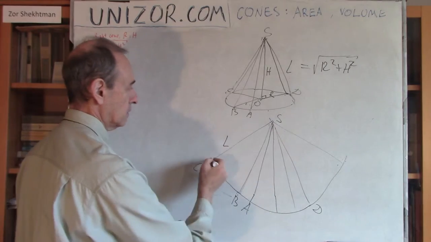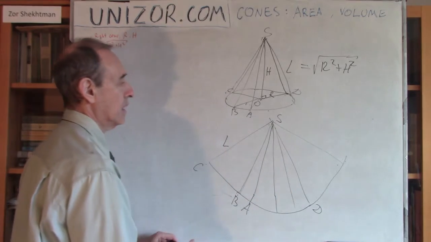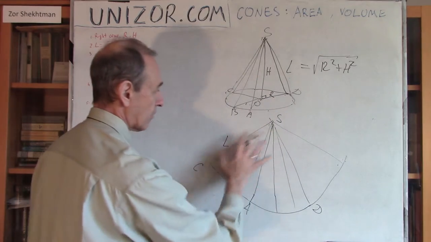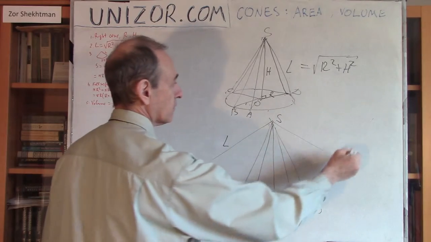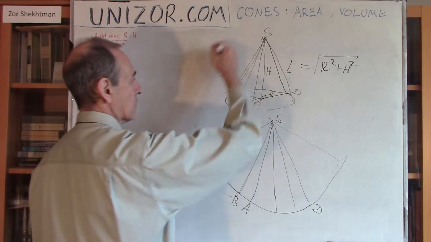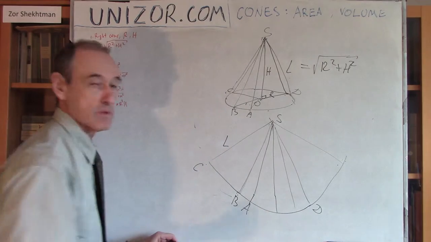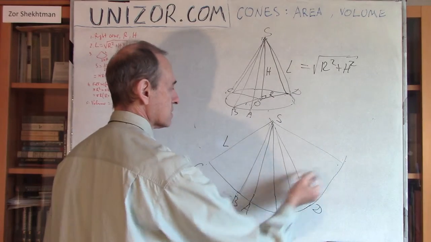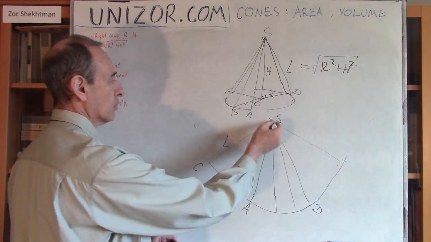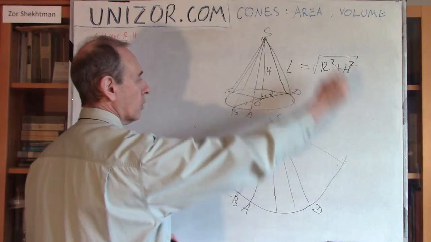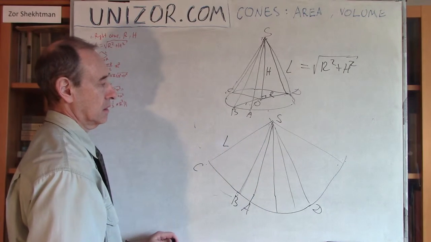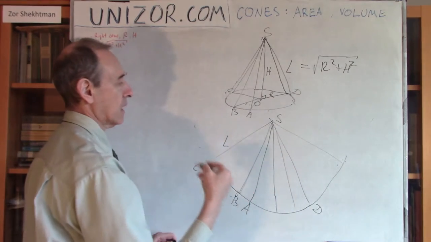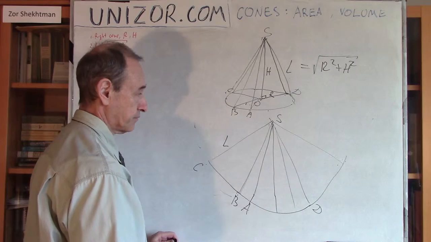So I know L, the radius of this circle, and the area of the side surface of the cone would be the area of this sector. This is a sector of a full circle, right? You can imagine that there is some kind of a circle, and this is just a sector within this big circle. Now, how can I calculate the area of this sector? Well, if I know the radius, which is L, I know the whole circle, which means I know its circumference, and I know its area.